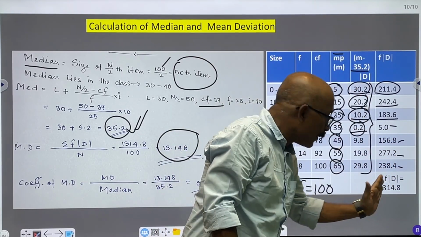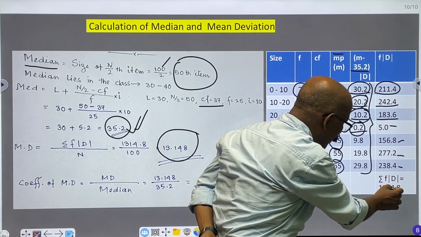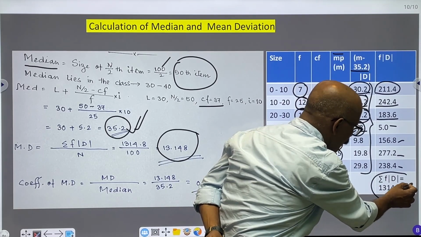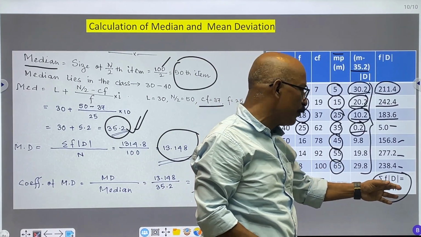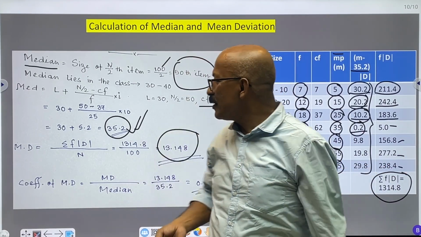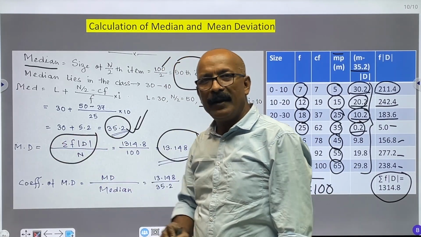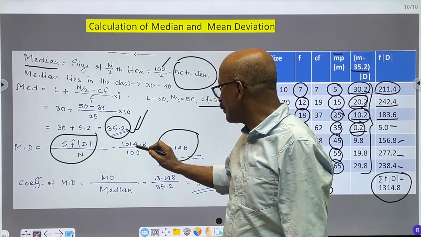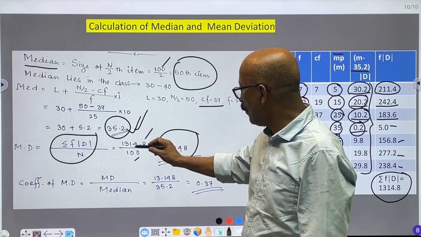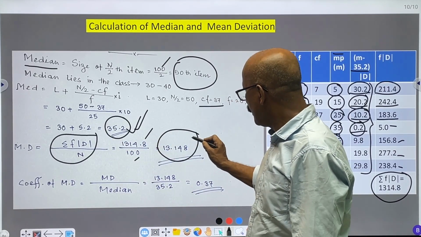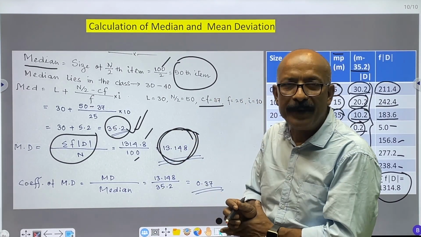Now, when you make a summation, when you add the values, you will get the value of summation fd. Okay, the value of summation fd is 1314.8. Now it's very simple, you just put it in the formula. Summation fd by N. This is the formula to get the value of mean deviation. And the summation fd is equal to 1314.8, and N is 100. So when you divide 1314.8 by 100, you will get the value. And this is 13.148. This is the value of mean deviation.